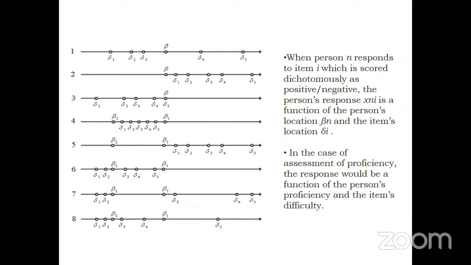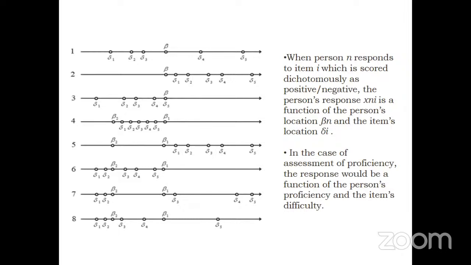Okay. Let us consider the 7th example. So we have here 2 people. You are comparing 2 people, the first person and the second person, beta 1, beta 2. And we have 5 items, delta 1, 2, 3, 4, 5. Who is having more trait level among beta 1 and beta 2, these 2 people? Beta 1. Correct.